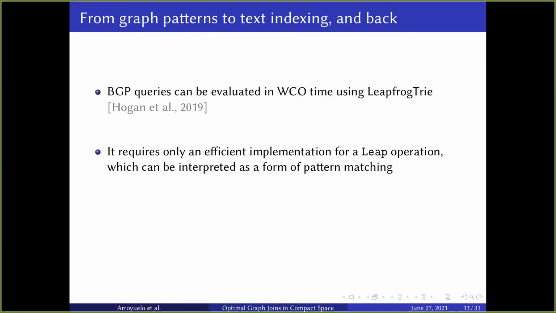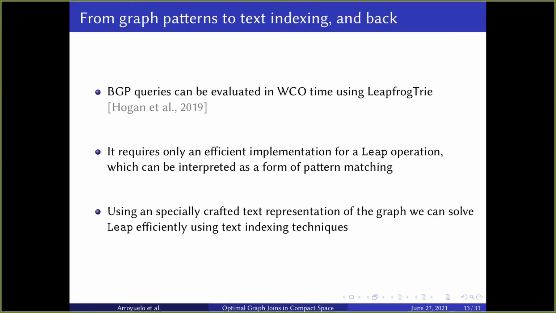I will start by giving you a brief insight on how we went from graph patterns to text indexes. We know that BGP queries can be evaluated in worst-case optimal time using an algorithm known as leapfrog join, for which, in order for a graph representation to support this algorithm, you only need to provide an implementation for an operation known as leap. And we noticed that if you represent your graph as a specially crafted text, then this leap operation is similar to pattern matching in strings.